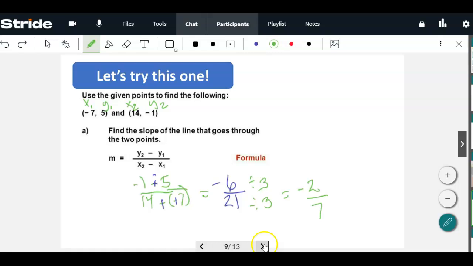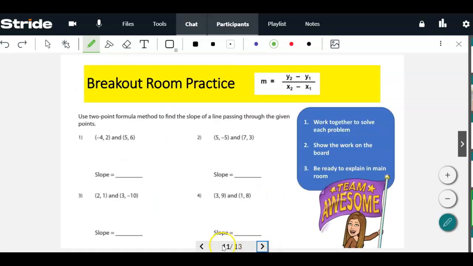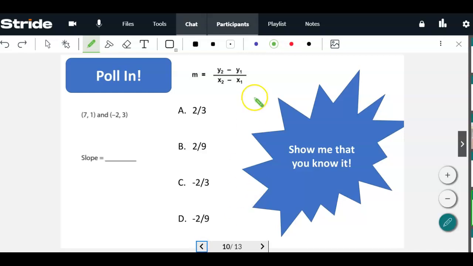Y'all remember, you should be taking notes while you're doing this. And all the specific notes are in Class Kick.